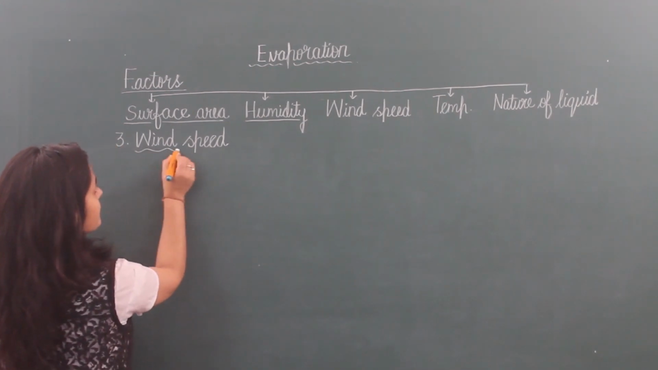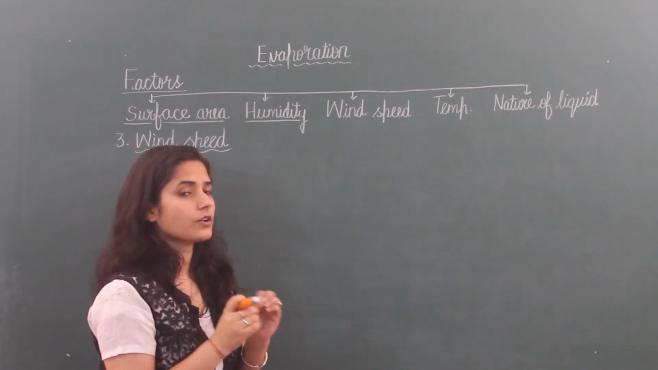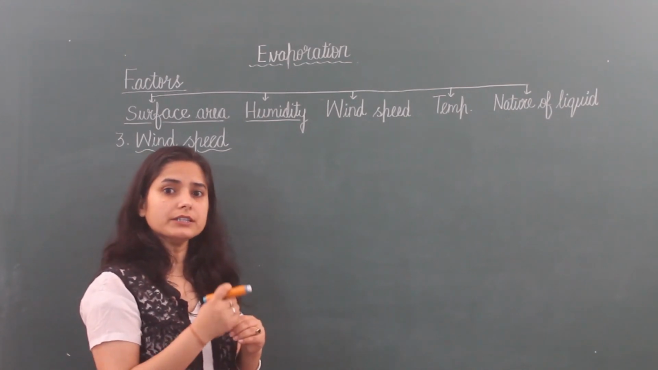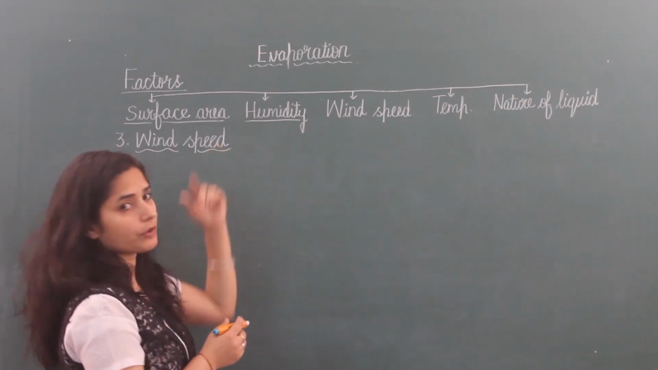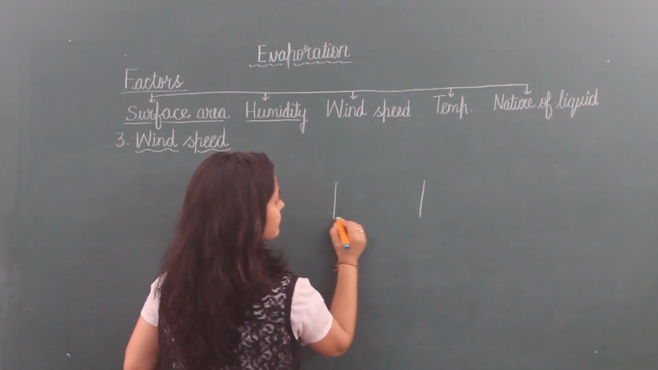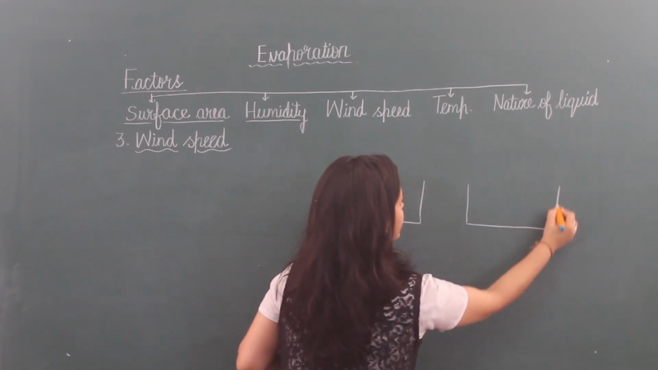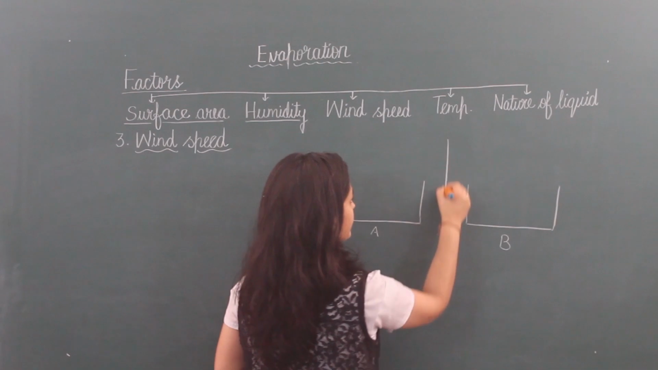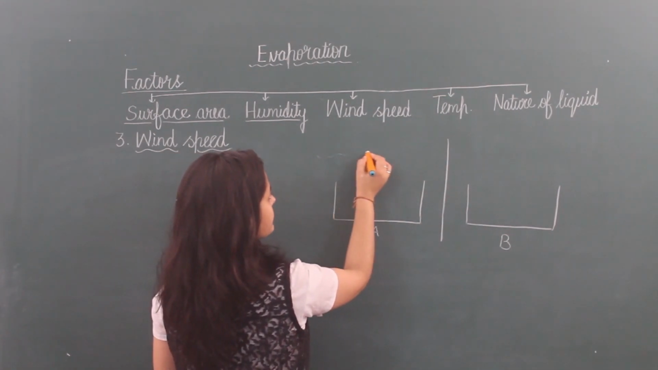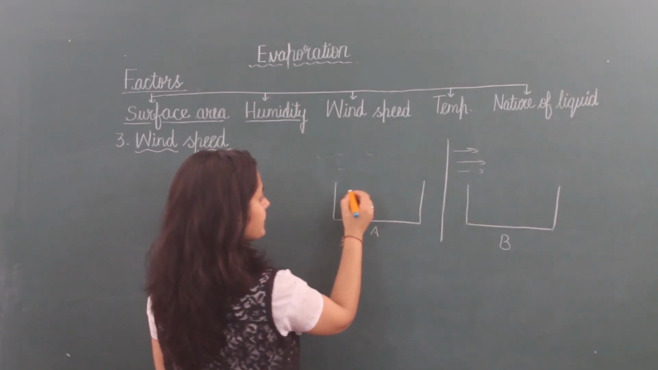What is wind speed? The speed of wind is called wind speed. Wind is blowing slow or fast. It will affect rate of evaporation. How? See, this is container A and this is container B. These two are in two different areas. Here wind is slow and here wind is very fast. What will happen?